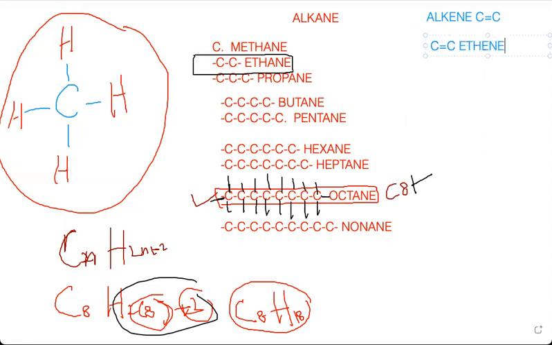Now this is ethene. Let me change color so that you should know. See, ethene. It is not ethane. Carbon single bond and one double bond. See, there are three carbon and you can see one double bond. That is propene.